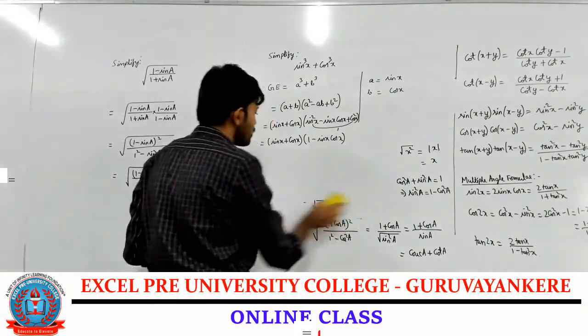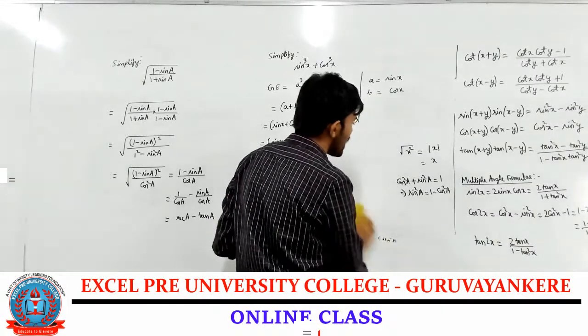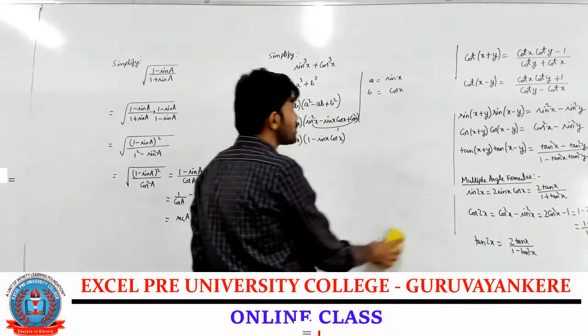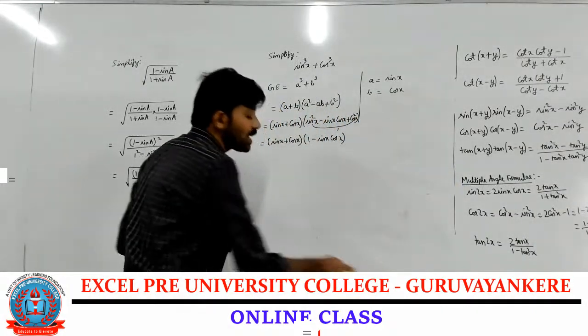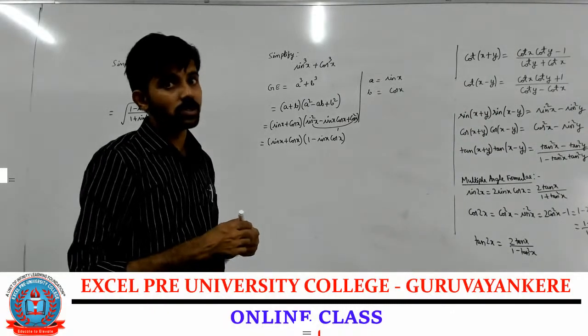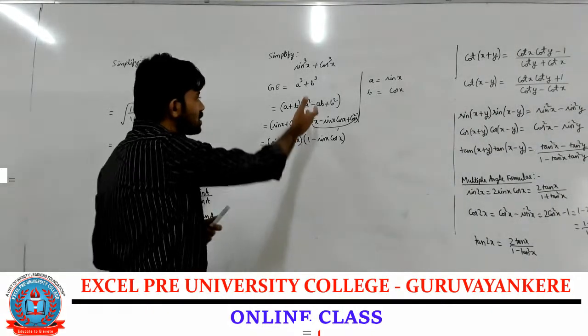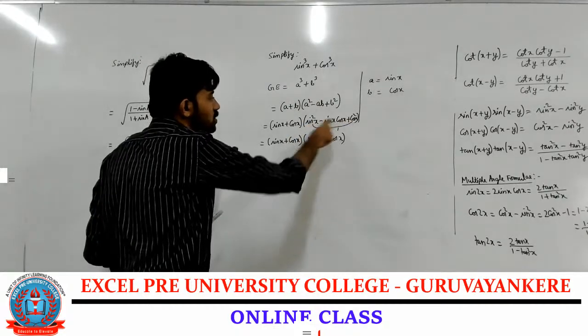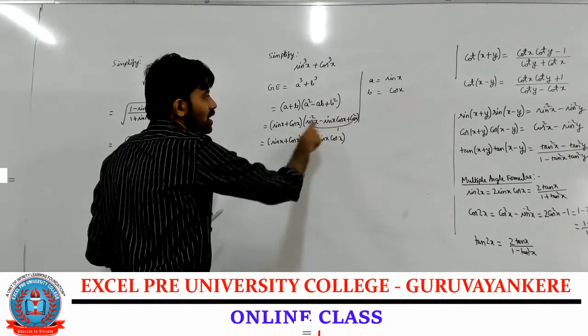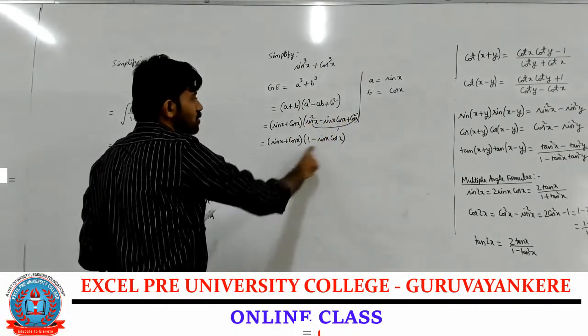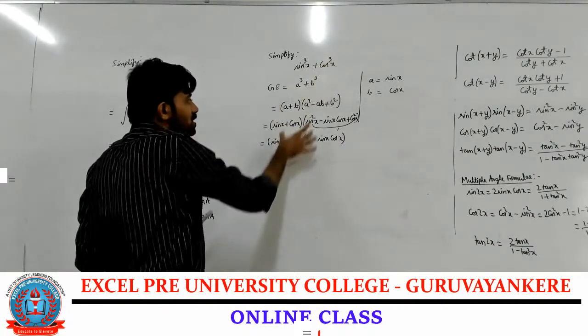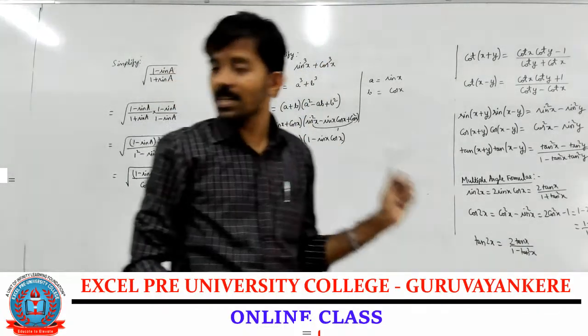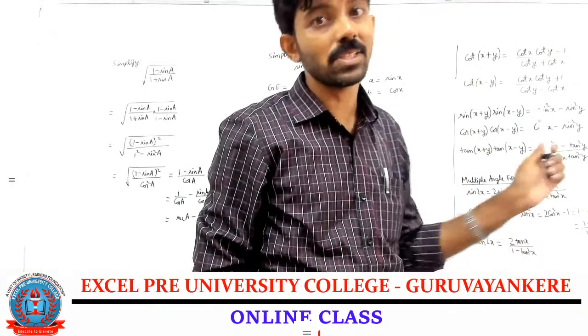This is one way of simplifying. Another way is we can write a cube plus b cube as a plus b the whole cube minus 3ab into a plus b. That is also possible, but this much is enough. Use the identity sin square x plus cos square x is 1. Correct? The simplified form of sin cube x plus cos cube x is sin x plus cos x into 1 minus sin x into cos x.